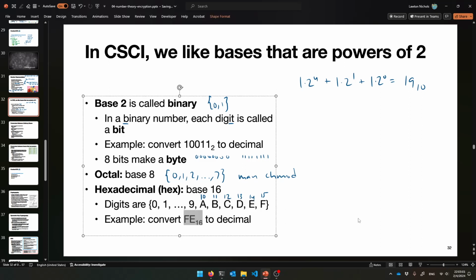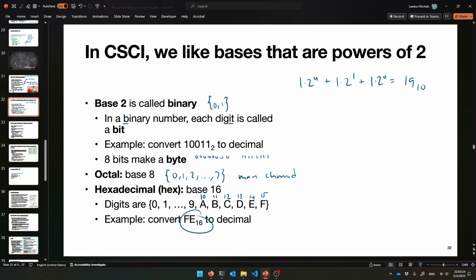All right, let's convert FE in base 16, hexadecimal, hex for short, to decimal. These names come from the Greek or the Latin roots of these numbers, right? Like oct means 8, and hexadecimal is like deci for 10, and then hexa for 6, and so that makes 16. That's how you can remember it.